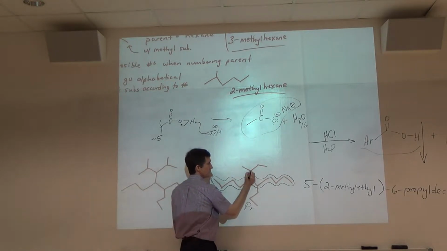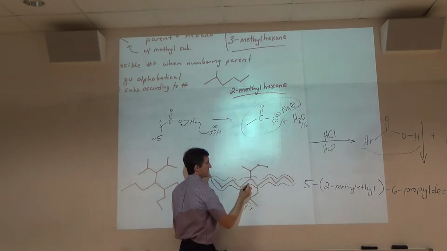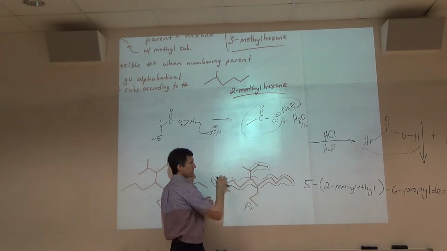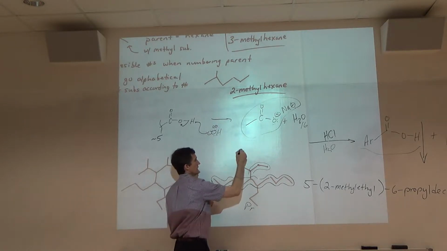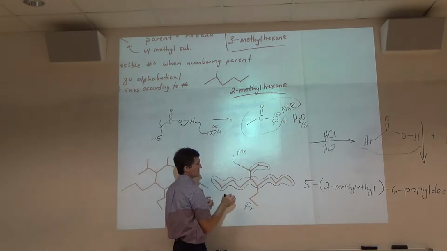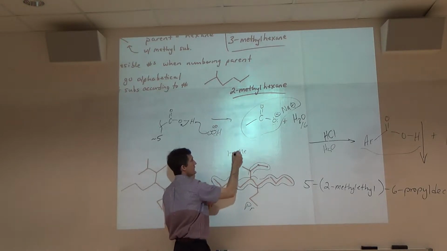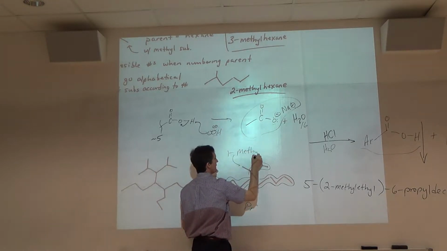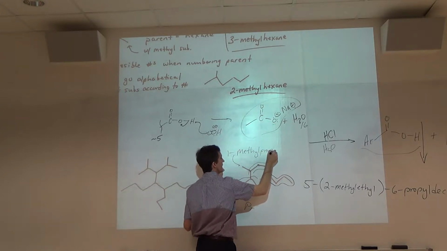One methyl propyl. Well, coming off is 1, that's 2, but we can get longer this way. 1, 2, 3, so that is a propyl coming off. What's on the propyl? A methyl. At what position? 1. So this is a 1-methyl propyl.